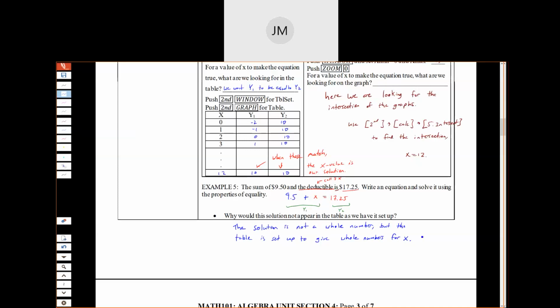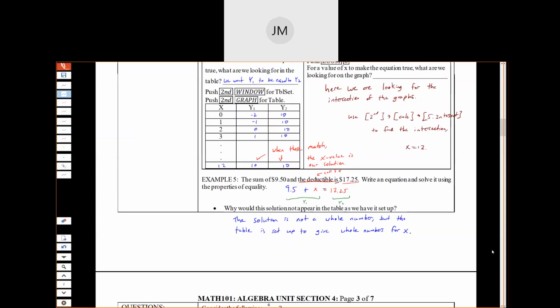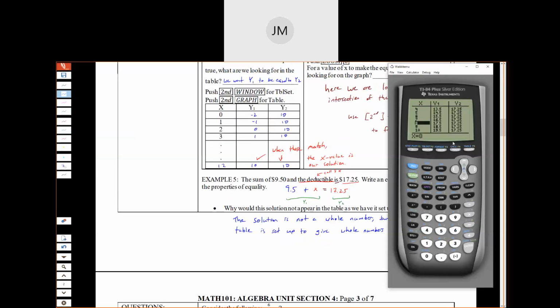Okay, those y values weren't whole numbers. That's okay, but it was taking whole number steps for x. So in that case, I think it'd be easier to look at my graph. Maybe I have to zoom out a little bit. Just hit zoom out. That's fine. To find where my lines intersect, I can say, oh, okay, now I can see the intersection point.